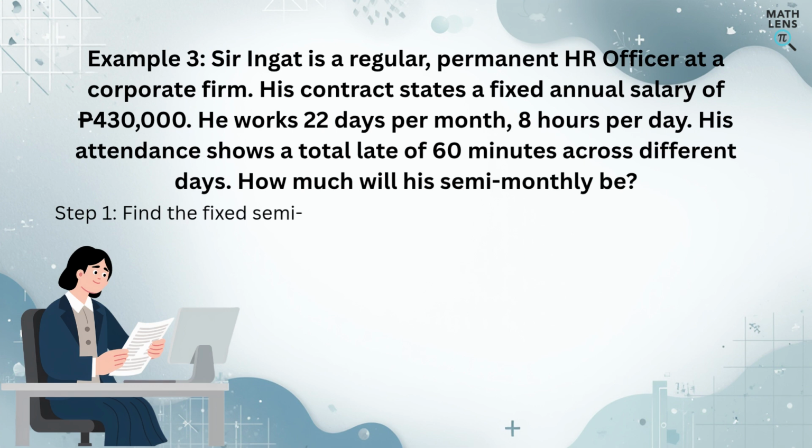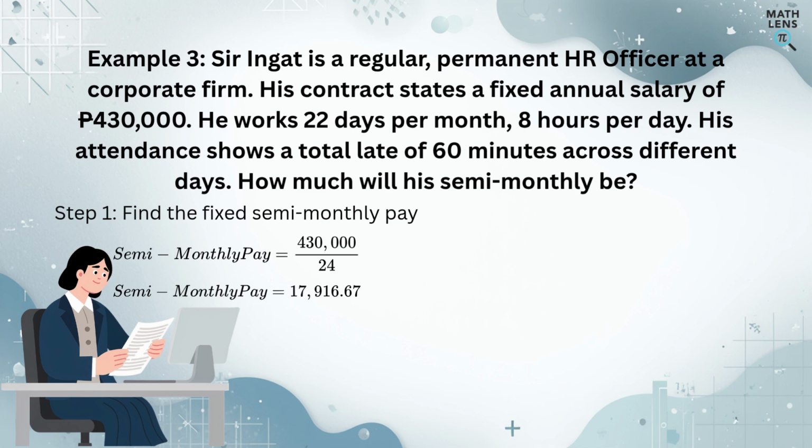Step 1. Let's establish his fixed semi-monthly pay. Divide his annual salary by 24. So his fixed semi-monthly pay is 17,916.67 pesos. Step 2. We need to break down his salary into daily and hourly rates. This step is crucial because it helps us understand how much his lateness affects his overall earnings.